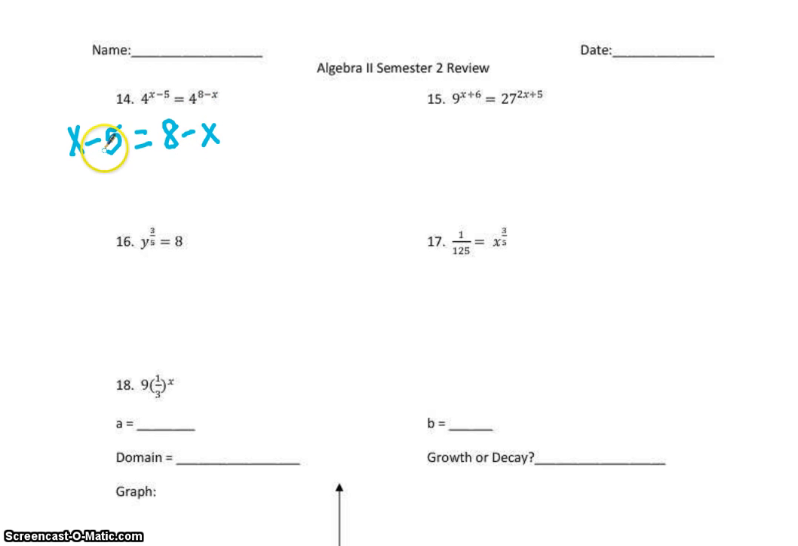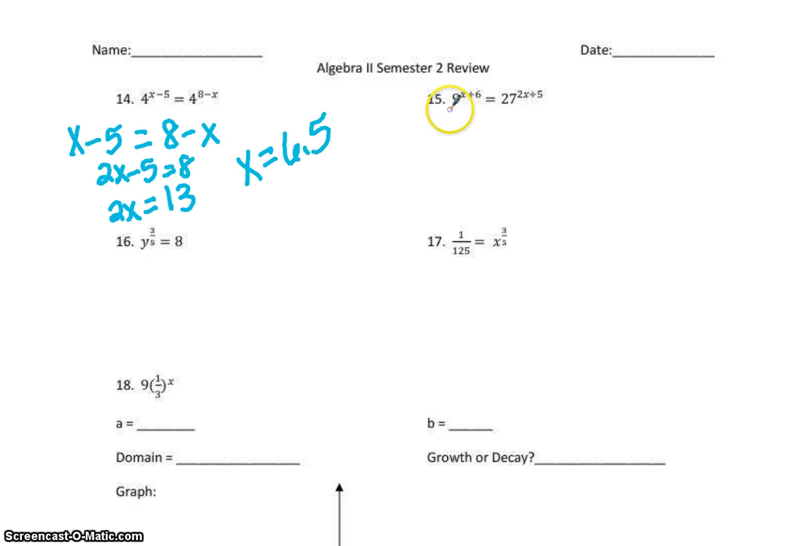So I'm going to move my x over here, and x plus x is 2x minus 5 is equal to 8. I'm going to add my 5 over there, and 2x is equal to 8 plus 5, which is 13. Last step is going to be divide by 2, and so x is equal to 6.5.